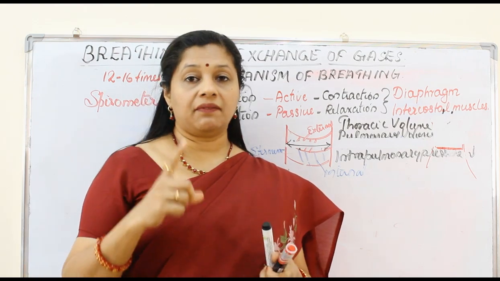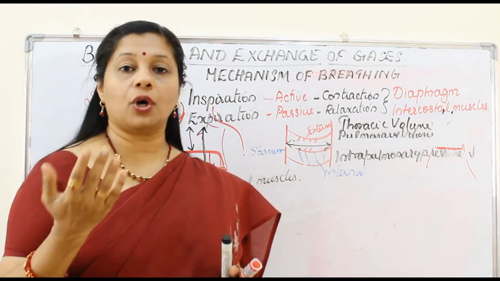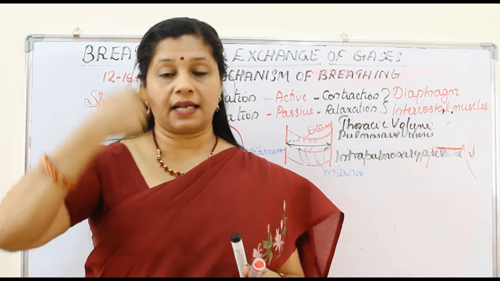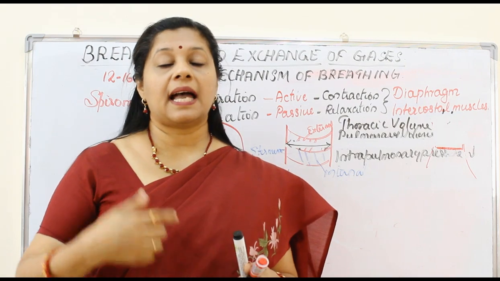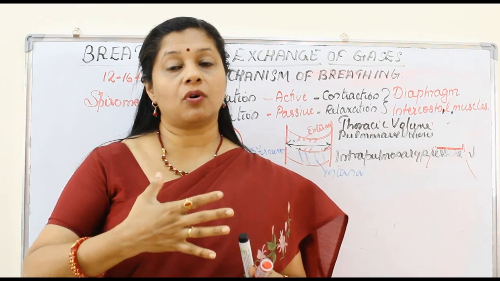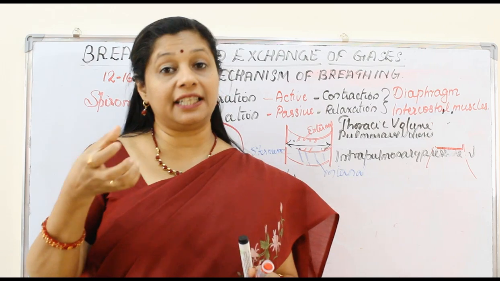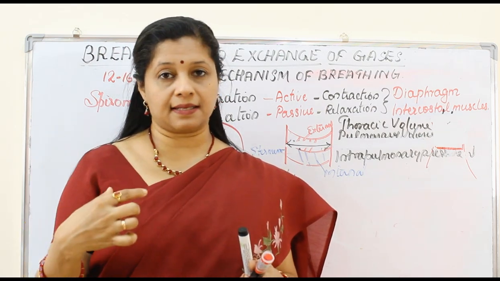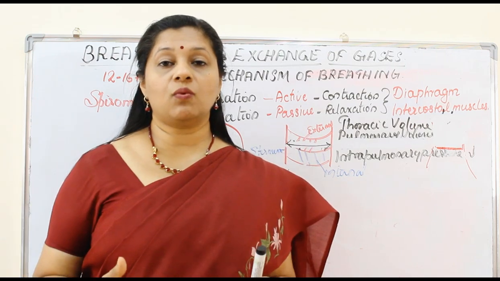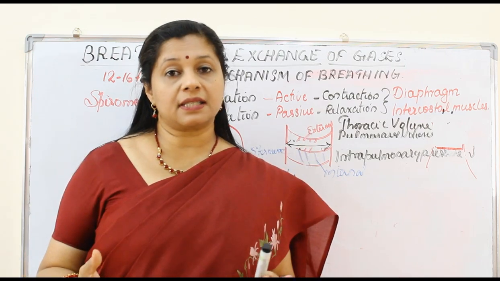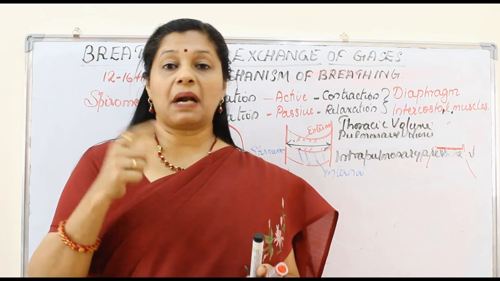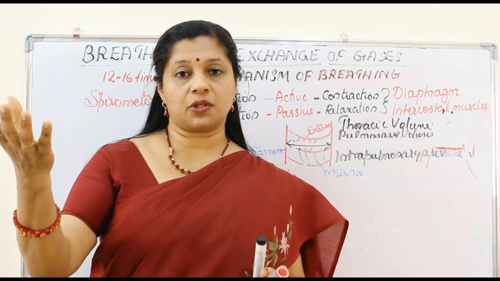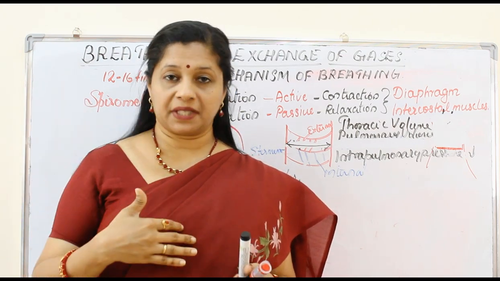I repeat, during inhalation or breathing in, what happens? The diaphragm contracts, increasing the anterior posterior axis volume, and the rib cage will be coming forward and upward with the help of external intercostal muscles, which will increase the volume in the dorsoventral axis. As a result, the thoracic volume increases, which in turn increases the pulmonary volume. As a result, intrapulmonary pressure decreases. Since pressure is more outside in the atmosphere, air will move from outside to inside.